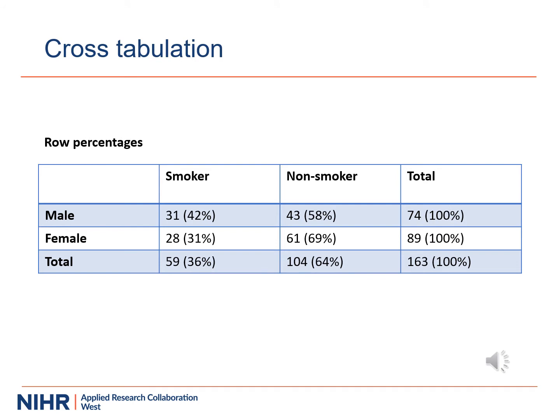This table is just to show you the alternative way to display the same data, this time with row percentages instead of column percentages. The key information given when we present it this way is that being a non-smoker is more common than being a smoker.